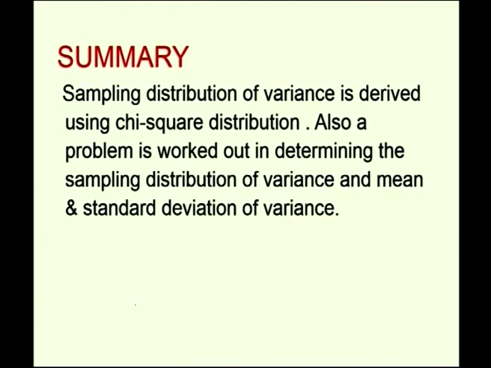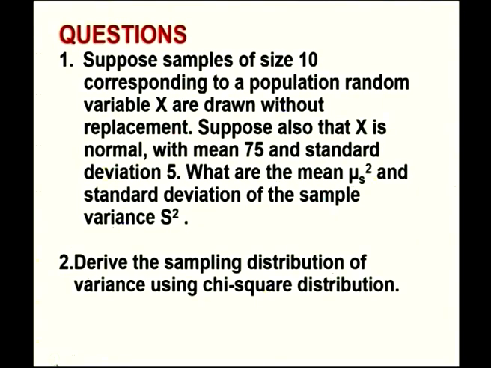In this session, the sampling distribution of variance is derived using the discussion of chi-square distribution done in the previous session. Also, a problem is worked out in determining the sampling distribution of variance for a population without replacement, and the mean and standard deviation of variance is also found using sampling without replacement and using the population as an equiprobable space. So, based on the discussion in this session, the following question may be posed.